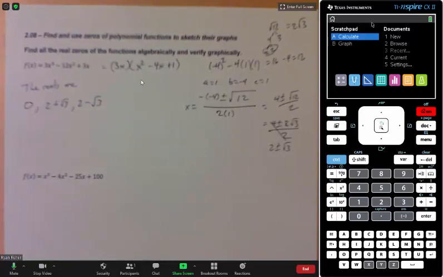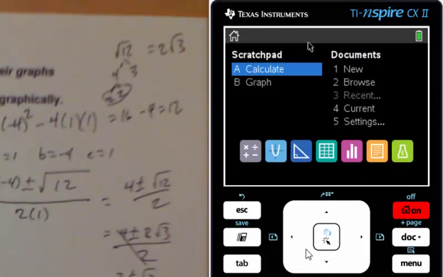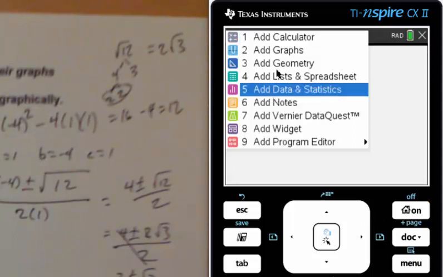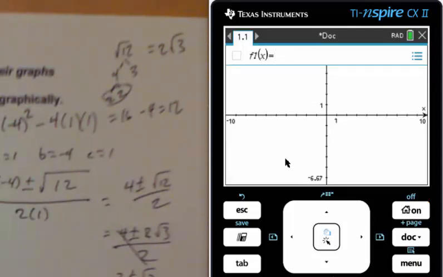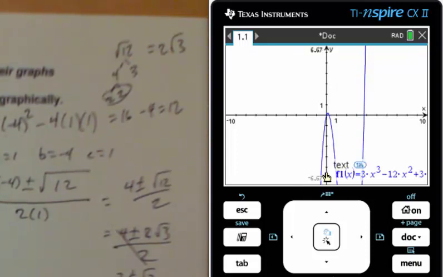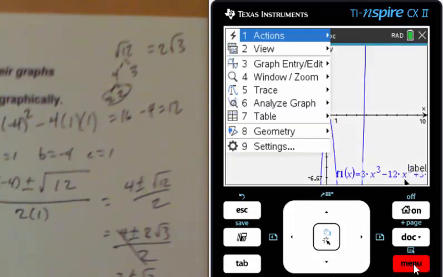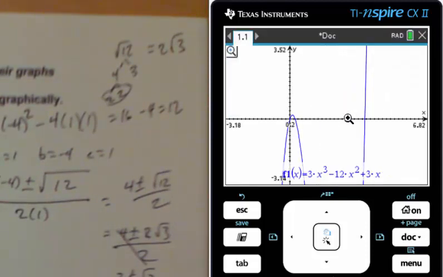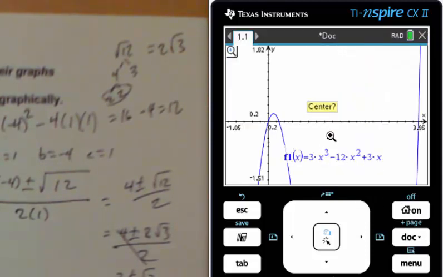We found them algebraically. Let's verify these graphically. So let's make a new graphs page. Let's graph 3x cubed minus 12x squared plus 3x. There are definitely 3 zeros. Let's see if we can, maybe I'm going to zoom in. You'll see these a little bit better.